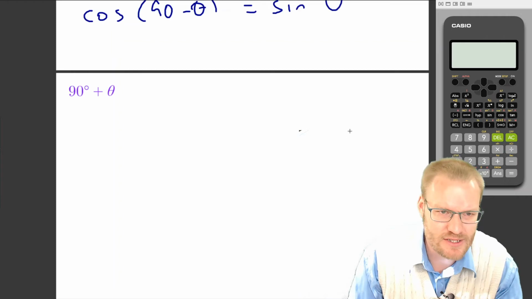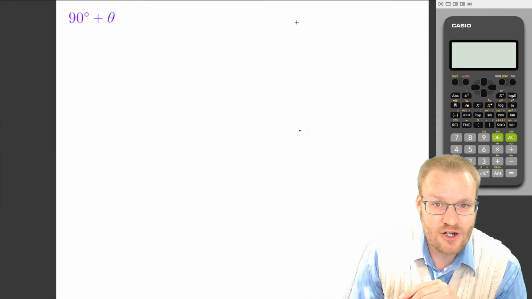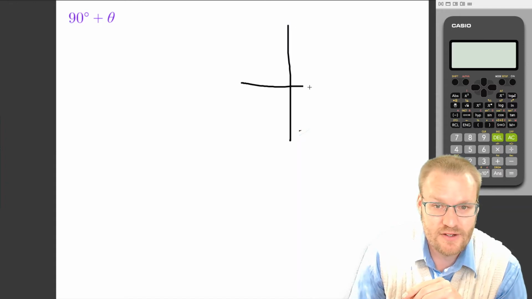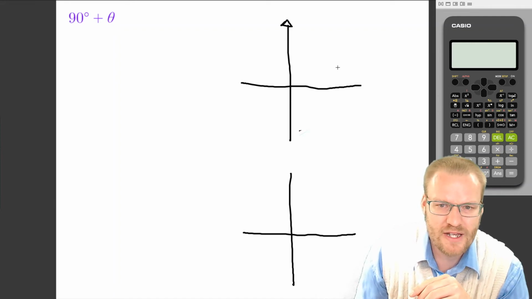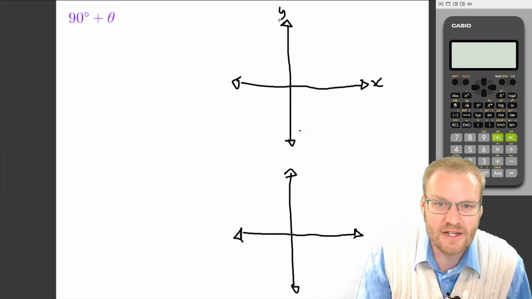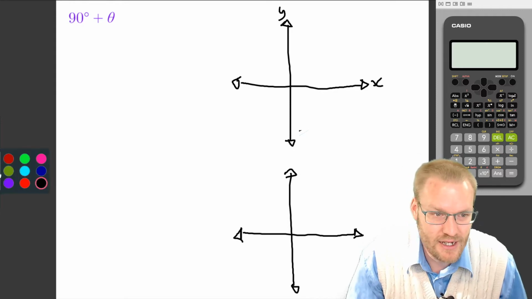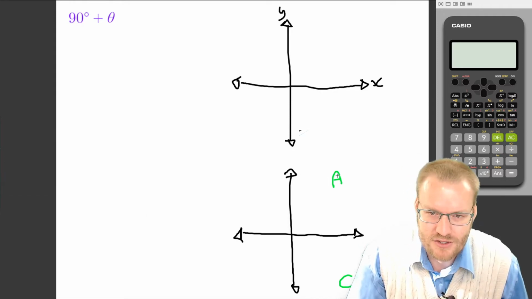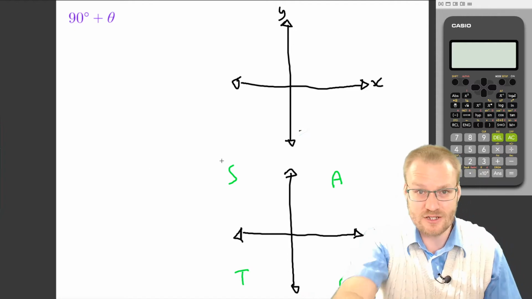Let's run through the other two, and I want to keep this in the same video so we keep going in the same line of logic. 90 plus theta. For this one, we are going to need a Cartesian plane. So please have a Cartesian plane ready, and a second one, because we're going to explain why this works in the first one in a bit more detail, and then we're going to use a nice little trick to remember our reduction. For the second one, it's just going to be our CAST diagram that we love so much, and we're going to use that to explain it a bit quicker.